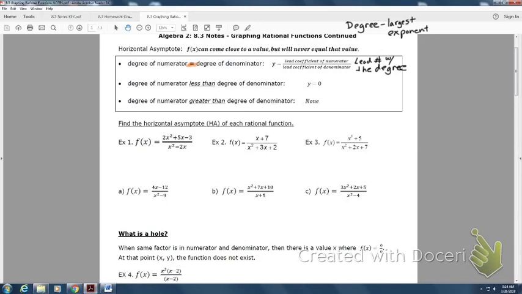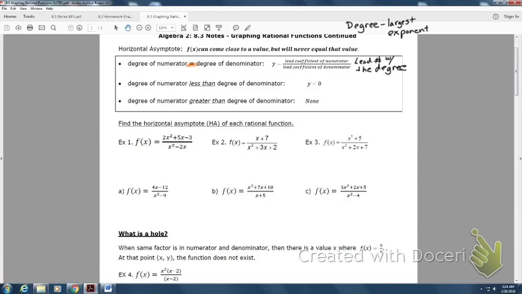If the numerator is less than the denominator, you don't have to do any math. It's y equals 0. If the degree of the numerator is less than the degree of the denominator, then it's y equals 0. If the degree of the numerator is greater than the degree of the denominator, there is not a horizontal asymptote. Okay, so those are the 3 situations that we're going to look at here. So let's go through some examples so you can get in the habit of knowing what you have to look for.